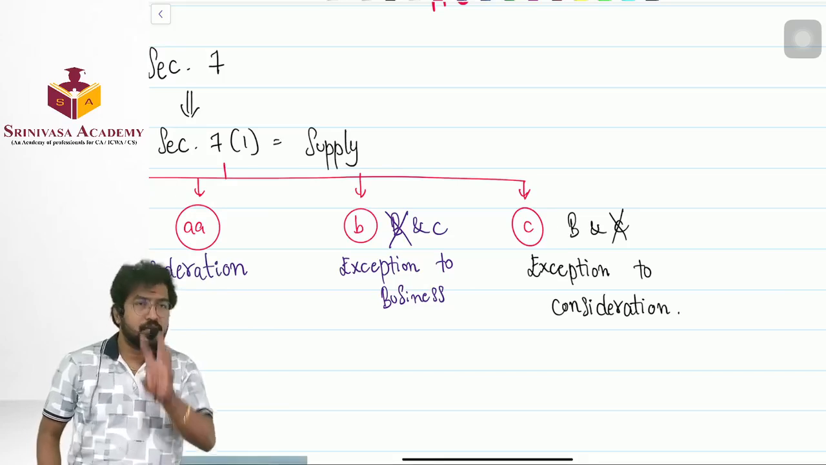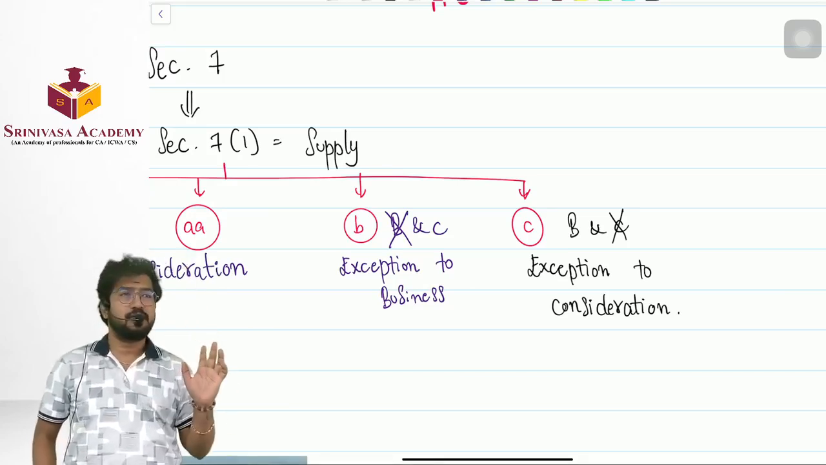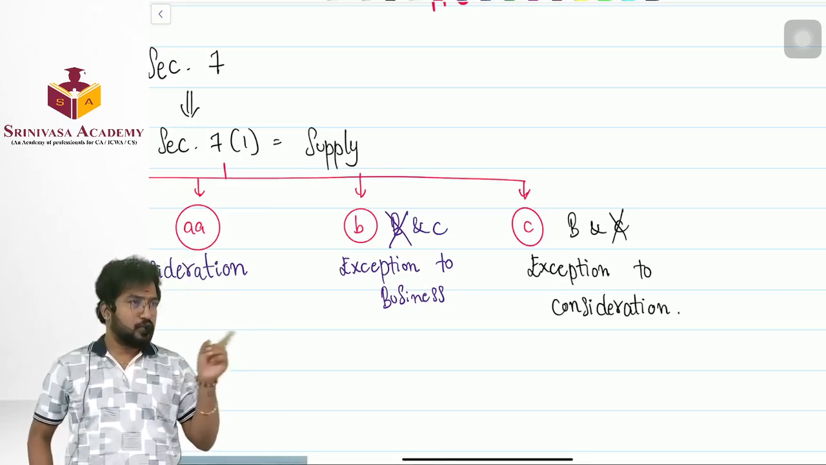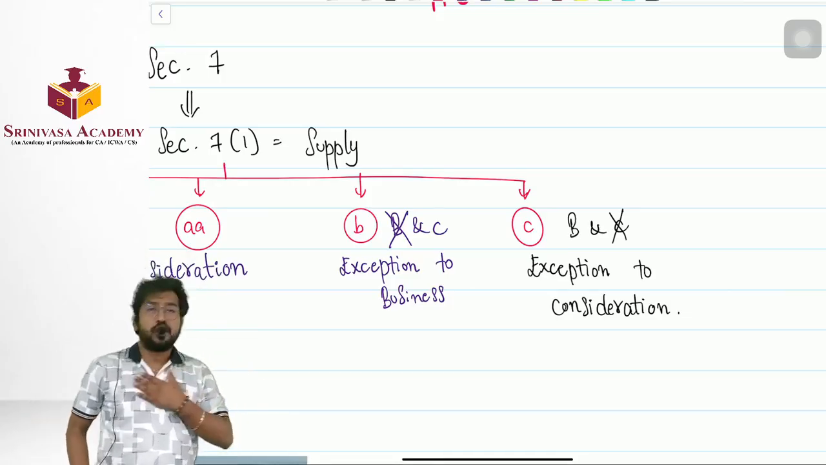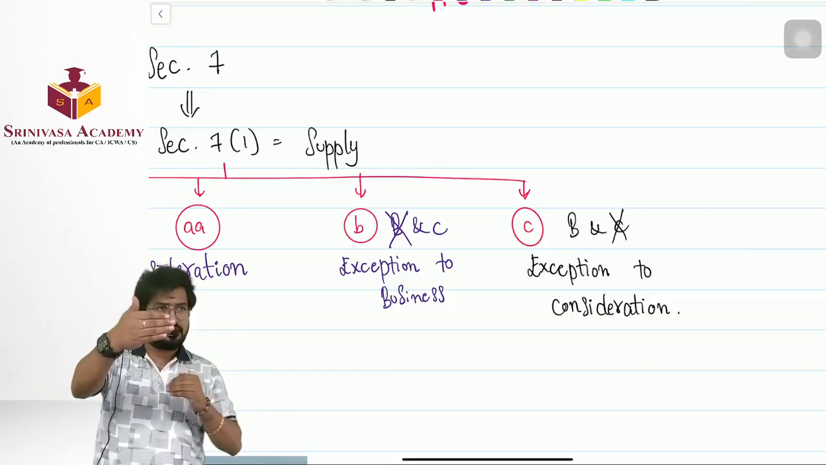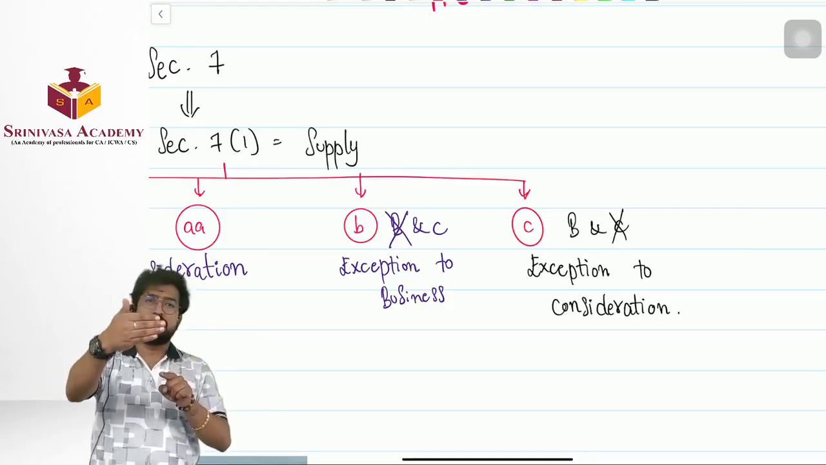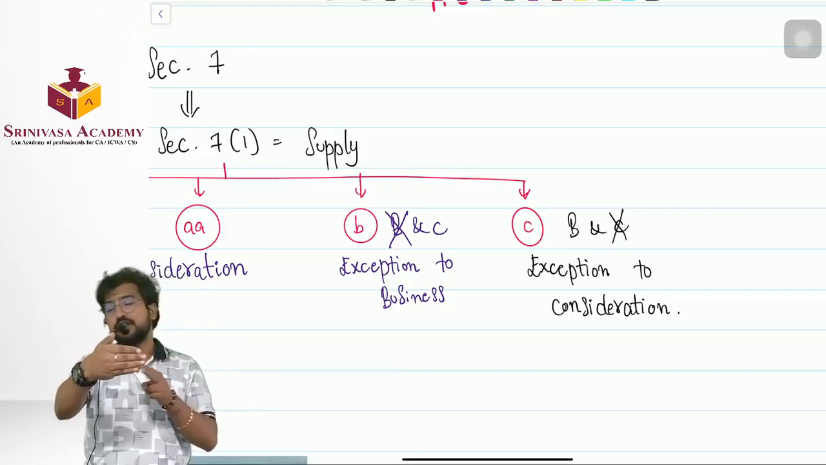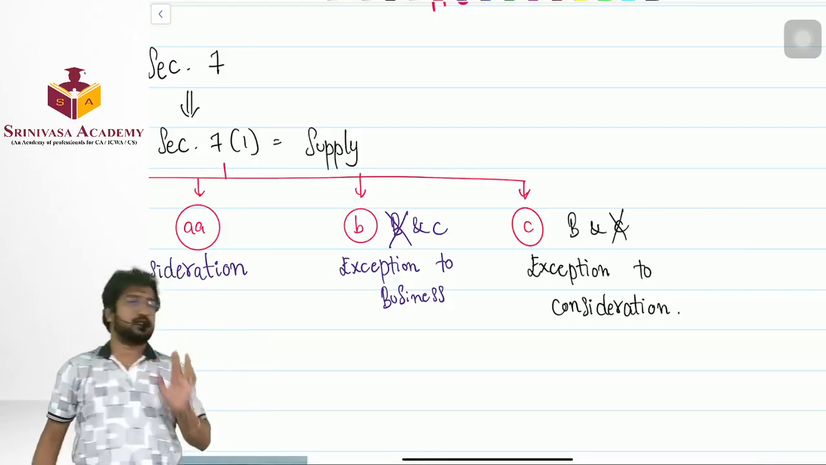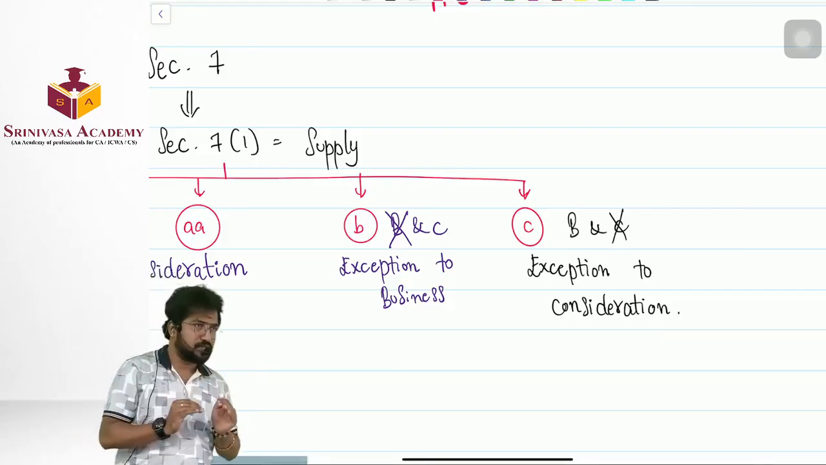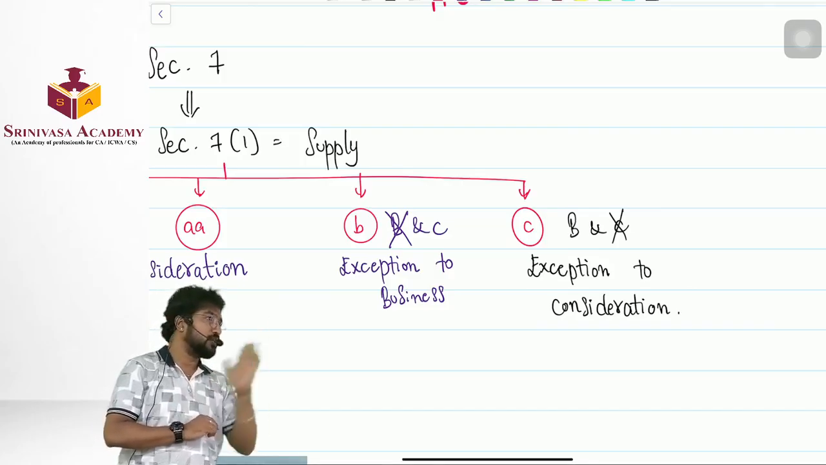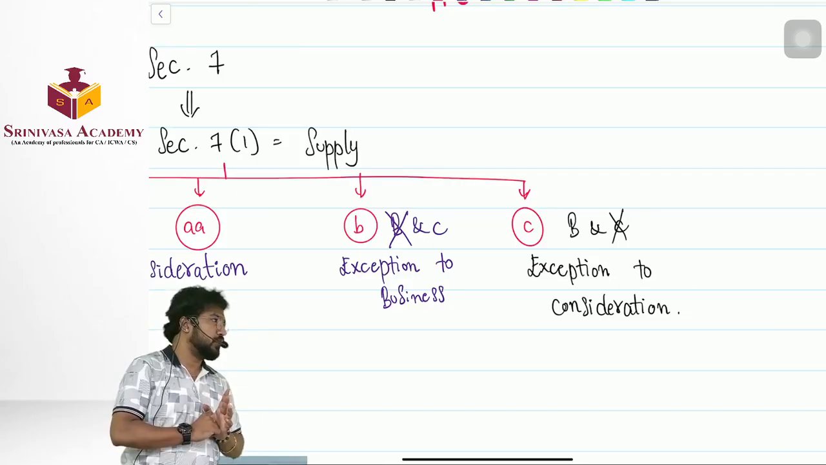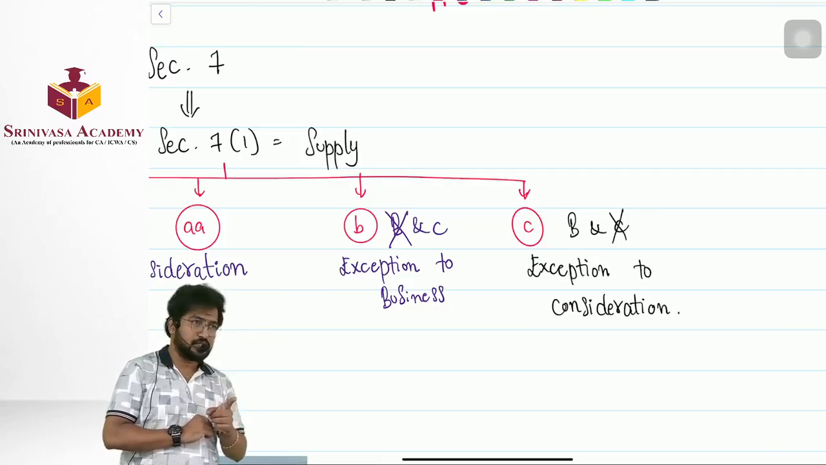Clause B says, I don't want B. B for business. Clause B says, importation of service with consideration, whether or not in the course or furtherance of business. That means you are importing something, service, not goods. Import of goods will come under customs. Goods import and export are dealt in customs. Services dealt in GST. Okay, first thing.